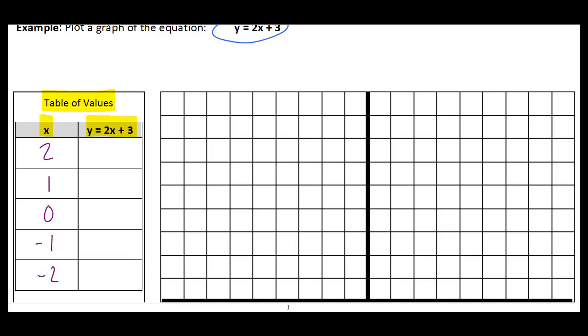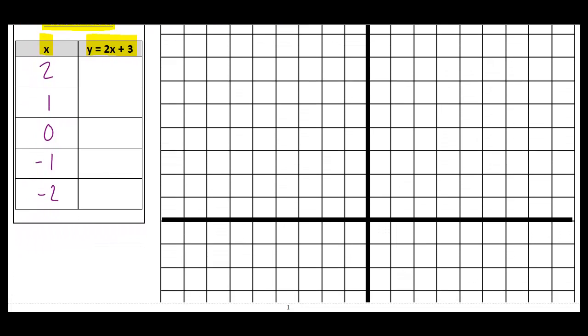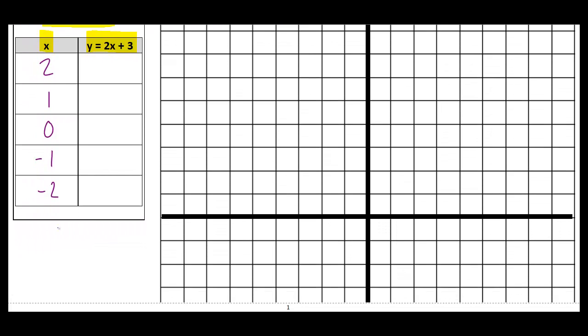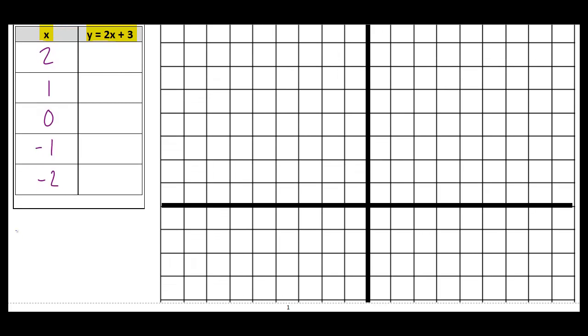So the question becomes, if my x is equal to 2, and I place it into this equation, what happens? We're going to do a quick calculation here, and we'll do it for each of them. So if y is equal to 2x plus 3, what happens when I take this 2 and substitute it in here for my x value?